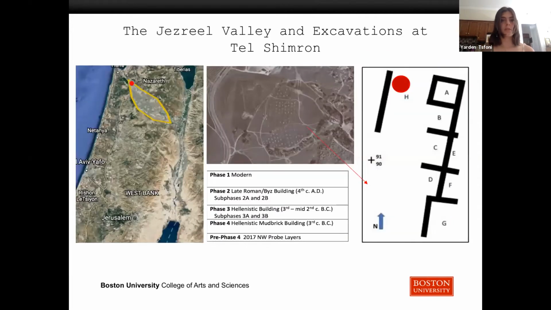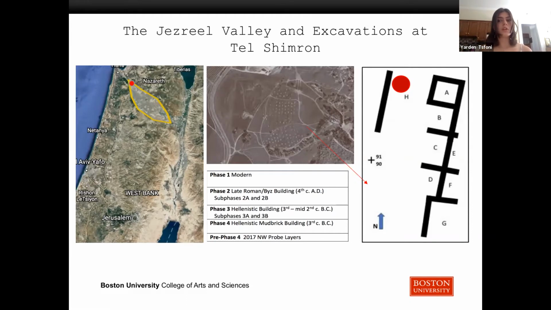So a little bit more about the region and the site itself. Tel Shimron is located in a geographical region known as the Jezreel Valley, which is located in northern Israel. And you can see it outlined in the orange, and the red dot is Tel Shimron. So it's marked by fertile plains, which allow for highland dry farming and irrigated crops, which in turn has supported long periods of human settlement.